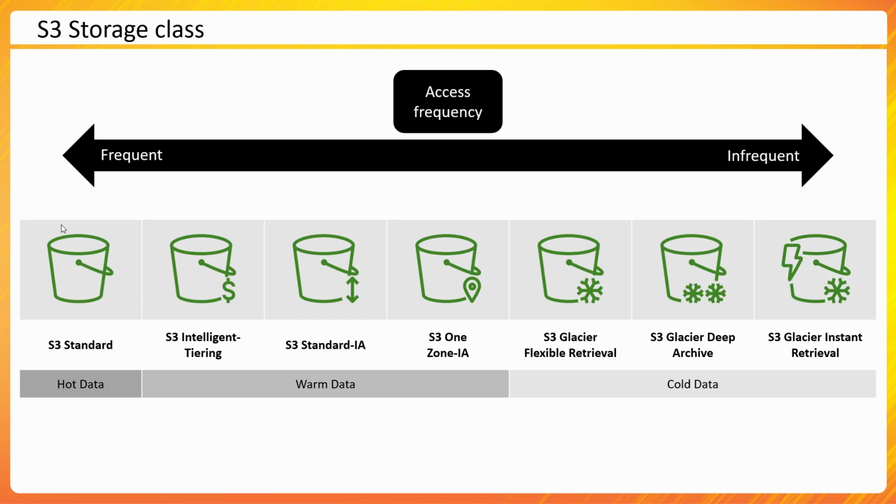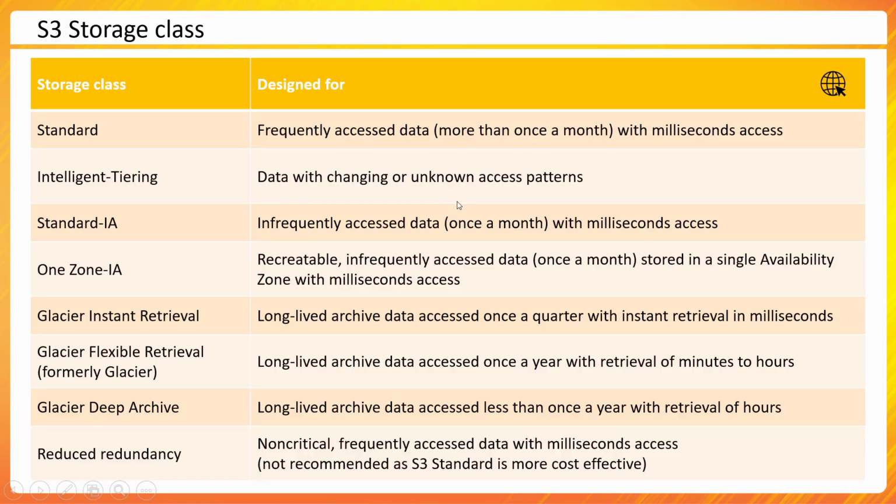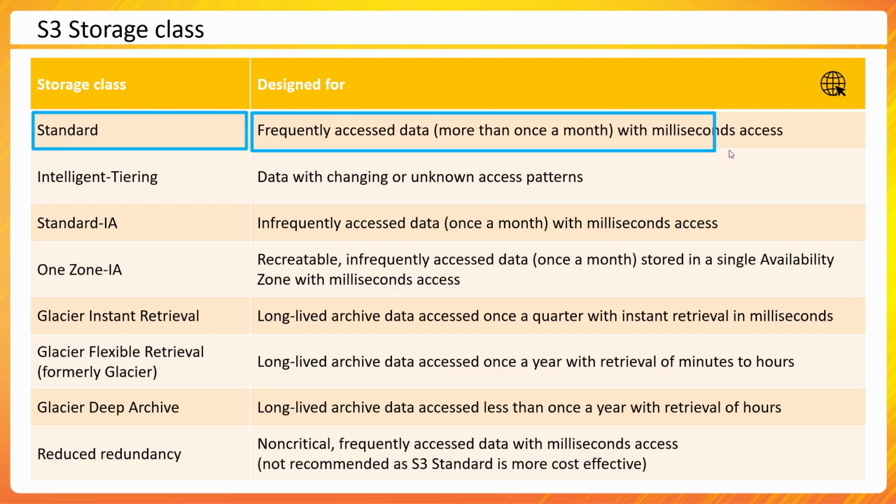Now, what are the use cases for different types of storage classes? Let me talk about these things. I won't read everything, but I'll give you an idea of when to use which one. So the first one here is the S3 Standard class. This is designed for frequently accessed data, data which you would be accessing more than once a month, and you would be getting millisecond access. Your data would be instantly available in milliseconds.